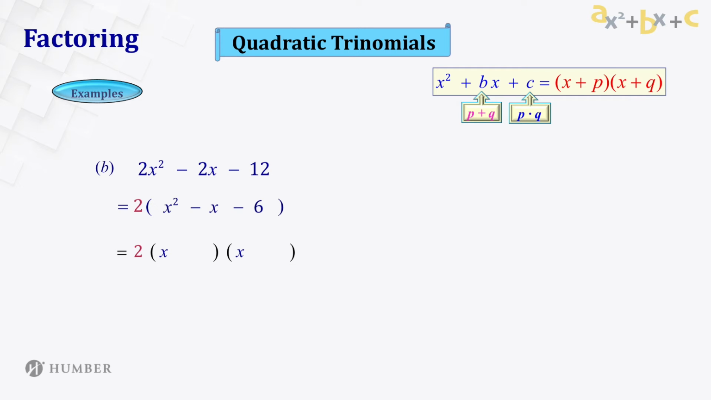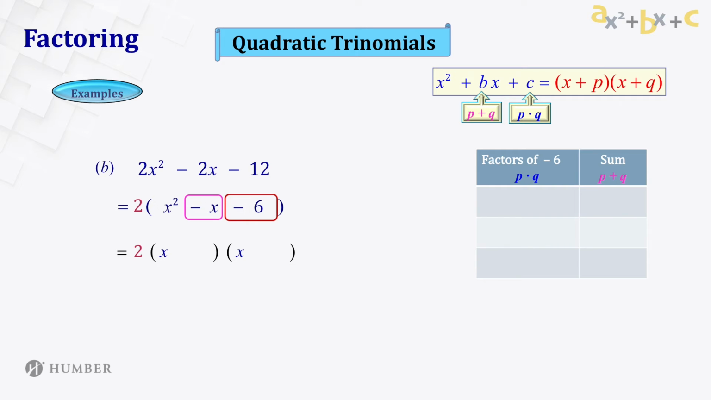In this case, the product pq should be negative 6, and try to find p plus q equal negative 1. First, try to find the factors of negative 6. Since the sign is negative, one number must be positive and the other must be negative. And if you look at the sign of the middle term, it is also negative. That tells us the negative sign goes with the larger quantity of p or q.